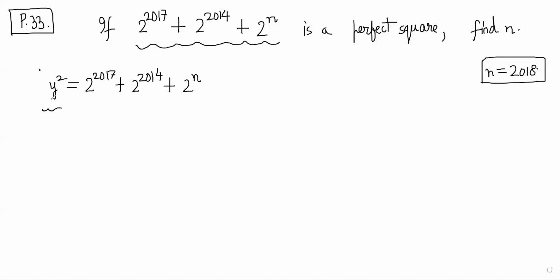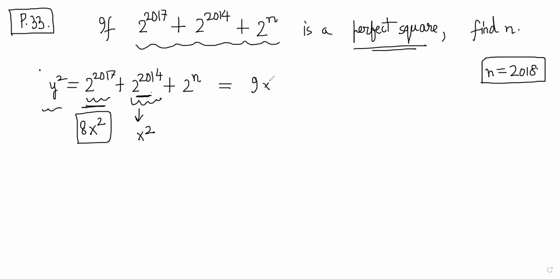If you call it y square, because it was said that it is a perfect square, right? Now, think about this. This is clearly a perfect square, right? This is, let's call it x square, because it's 2 to the power even power. So you should realize that this term is 8x square. So therefore you are getting 9x square plus 2 to the power n is y square. So you're getting y square minus 9x square is equal to 2 to the power n.